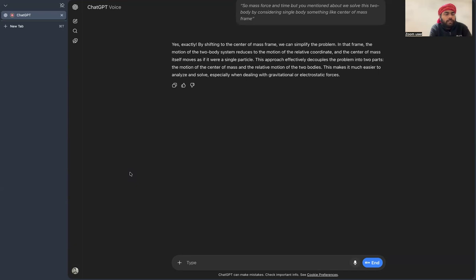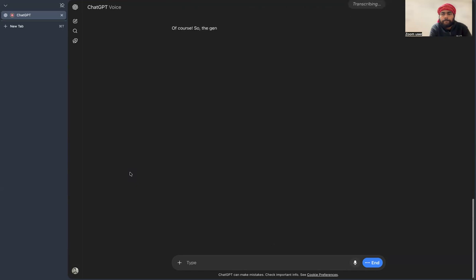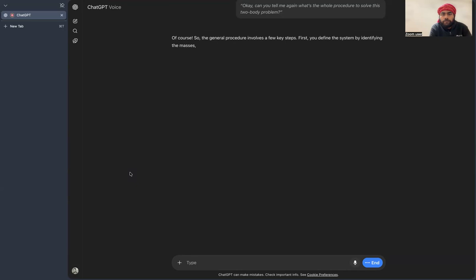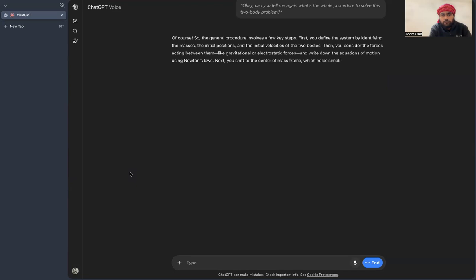Okay, can you tell me again what's the whole procedure to solve this two-body problem? Of course. So the general procedure involves a few key steps. First, you define the system by identifying the masses, the initial positions, and the initial velocities of the two bodies. Then you consider the forces acting between them, like gravitational or electrostatic forces, and write down the equations of motion using Newton's laws. Next, you shift to the center of mass frame, which helps simplify the problem.